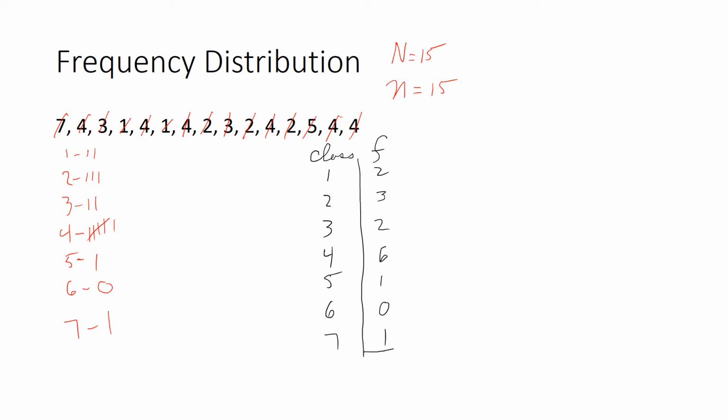At this point, we need to total this out. We want to make sure we have our total down here. And we simply add this all up. When we add this up, we should come to a total of 15. That's a 15, and this total should equal n. And that's a basic frequency distribution.